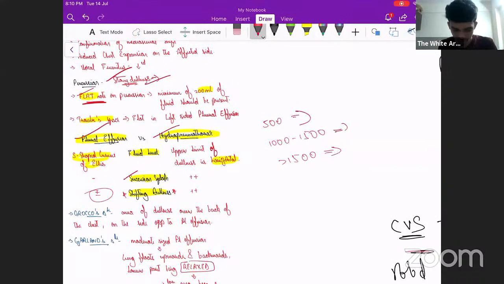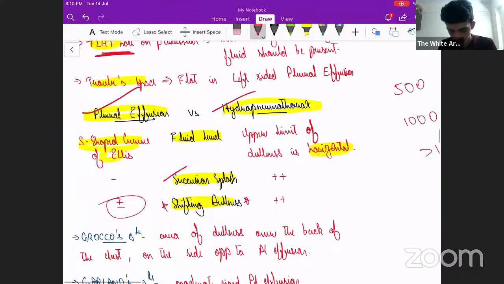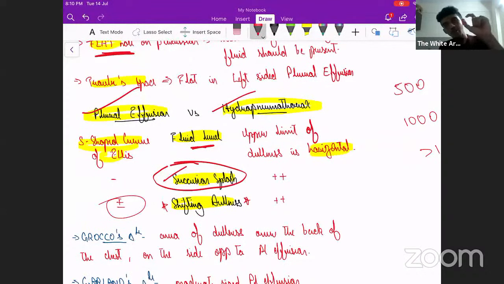Okay. Next, how we differentiate pleural effusion from hydropneumothorax. Very important. 3 things. Mainly it is fluid level. Horizontal, and over here curve of Ellis will be present. Next is succussion splash. Succussion splash we don't expect in a case of pleural effusion because there is no air fluid level. Only if an air fluid level is present, when you shake a person, when you keep the ear at the upper level of dullness, then you can expect a succussion splash to be present. So for that, air and fluid level should be present, which is present in hydropneumothorax.